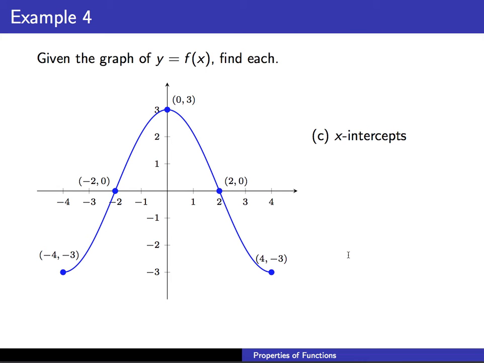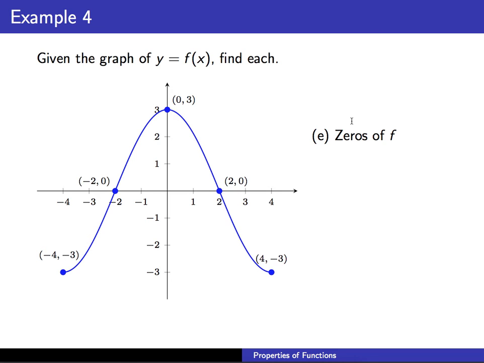All right, our x-intercepts, where our graph crosses the x-axis, well, we have two x-intercepts here, (-2, 0) and (2, 0). So those are our two x-intercepts. Our y-intercept, which we can only have at most one y-intercept for a function, otherwise it would fail the vertical line test. Our y-intercept is at (0, 3). So one y-intercept, but we can have as many x-intercepts as we want.